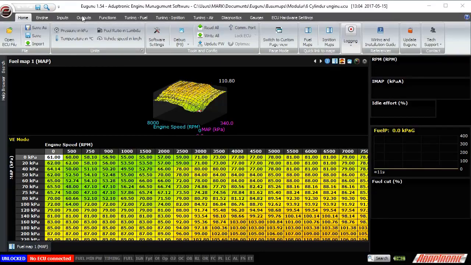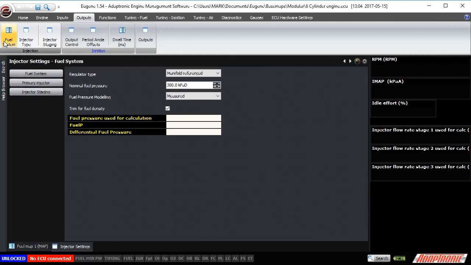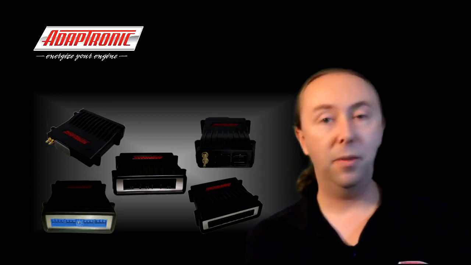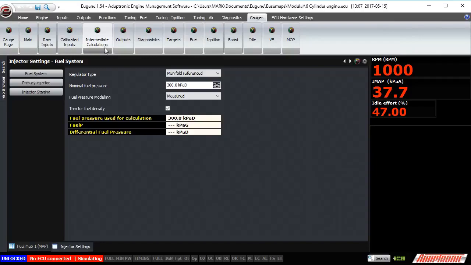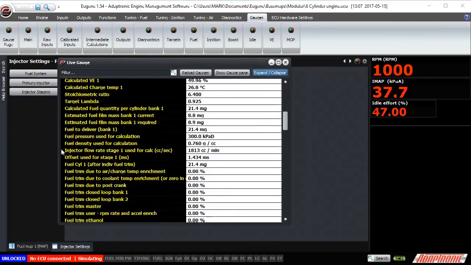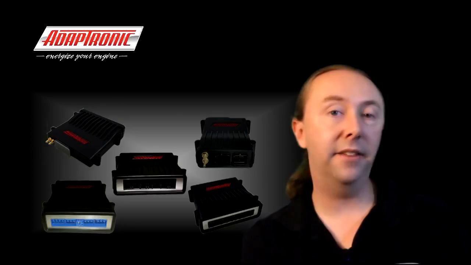So this is under the outputs fuel system. There's a selection there for trim for fuel density. And if that's turned on, then the ECU will consider the fuel temperature when working out the fuel density. And you can see the density calculated under intermediate calculated values in the gauges window. Now, from knowing the mass and the density, the ECU can now work out the volume of fuel that needs to be delivered.